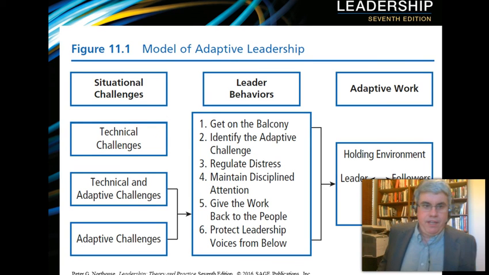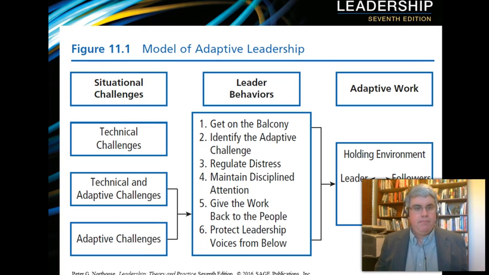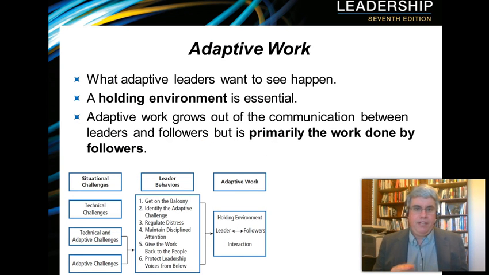So going back to the figure here, the leader needs to look at the situational challenge, figure out if it's technical or adaptive. If it has an adaptive element to it, the leader needs to provide leadership behaviors. If it's a technical challenge, nope. And those are the 6 behaviors that we just went over. And the end product is what's known as adaptive work that's done in the holding environment. And that adaptive work is facilitated by the interaction between the leaders and the followers in the safe environment. So the goal of this is the adaptive work. That's what the adaptive leaders want to see happening.